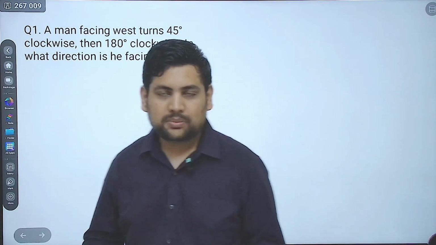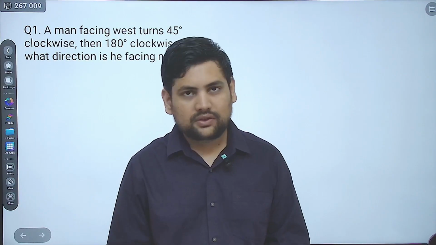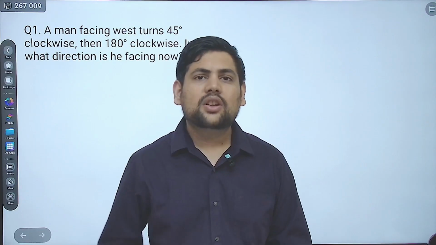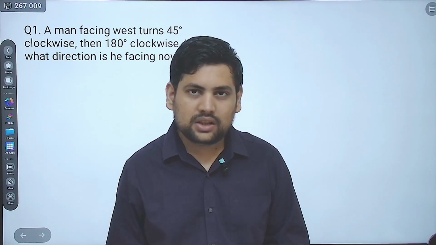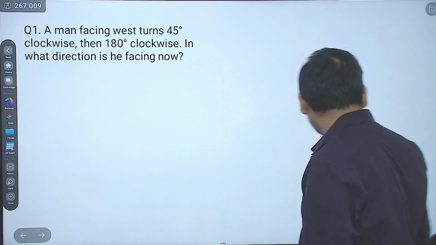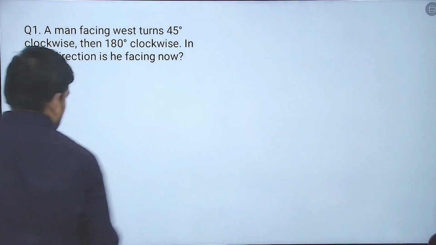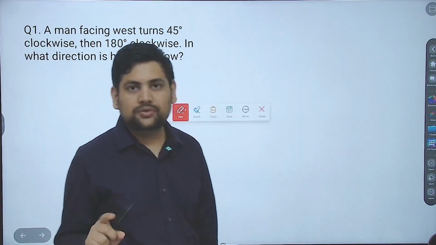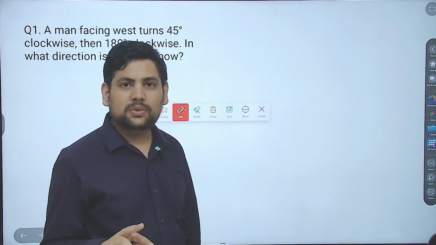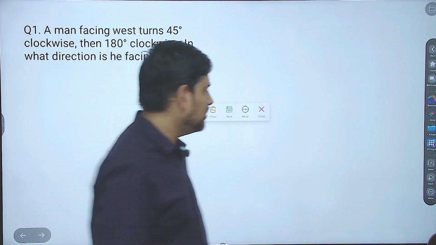So in the first part of this direction sense, we had seen the very basics of it, which are the basic directions and what basic mathematical concepts we'll be using. Now we'll be starting with some basic questions. In these questions, they will give you something about a man's movement, and based on that, you need to tell which direction he is going now. That is the usual crux of it.